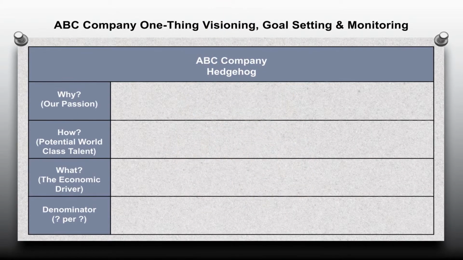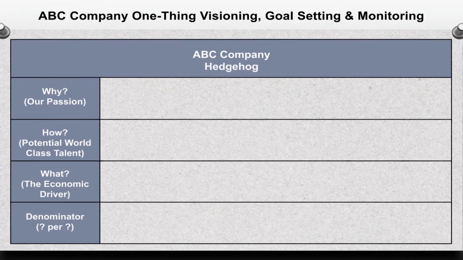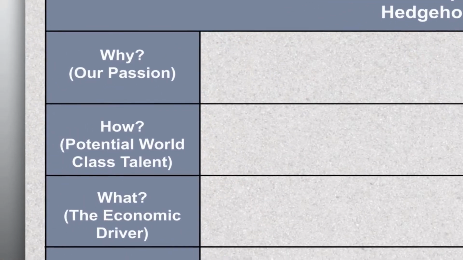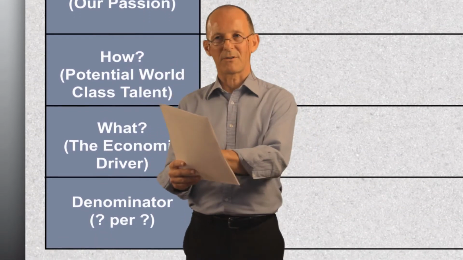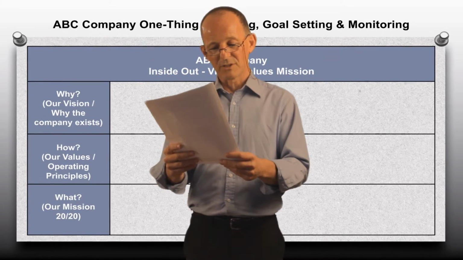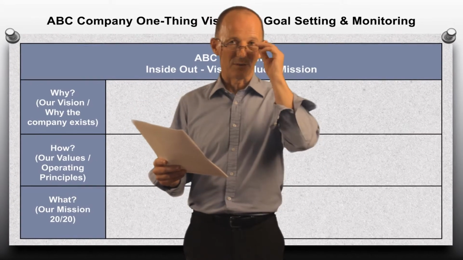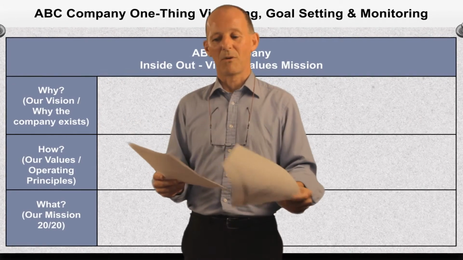So if you look at the first slide, the first slide starts with our hedgehog, just like the one-page plan. It says, what's our passion, our world-class potential, our economic drive, and our denominator. And they're clearly articulated on the slide. The second slide talks about our inside out, our vision, our values, and our mission. So it clearly articulates in 3 boxes what those are.